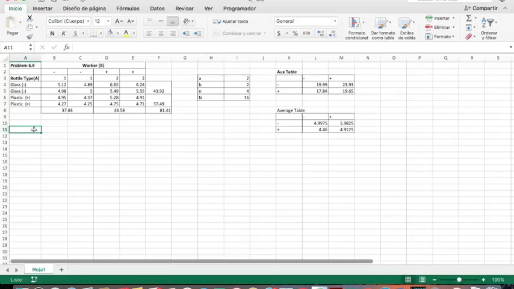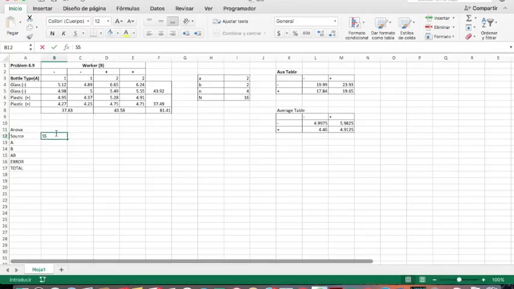So in order to find out which are significant, we have to make the ANOVA analysis. First, the first factor is going to be A, which is bottle type. The second is going to be B, which is the worker, then interaction, the error, and the total.